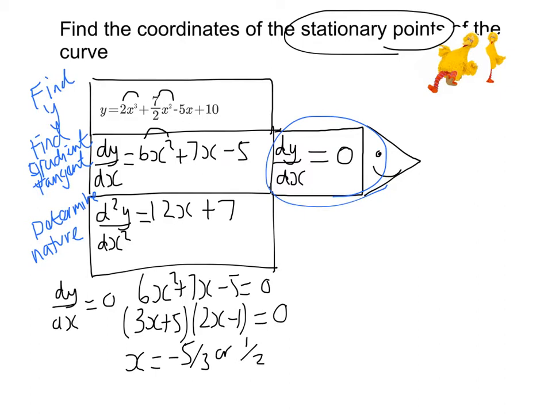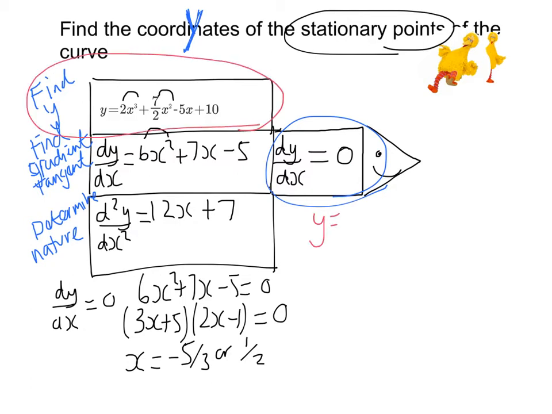Okay, now notice the question said, find the coordinates. I often spell coordinates like that because there is a y in coordinates. I've got the x values of the stationary points. I've got to go back and find the y values of the coordinates. So which of these 3 boxes gives me the y value? Bingo, it's this one.